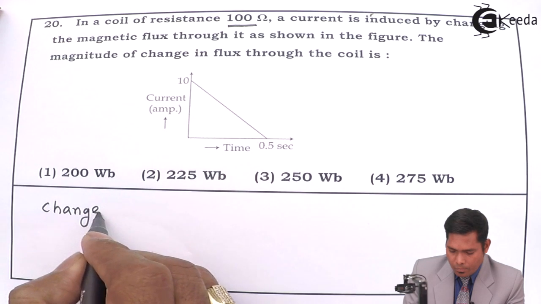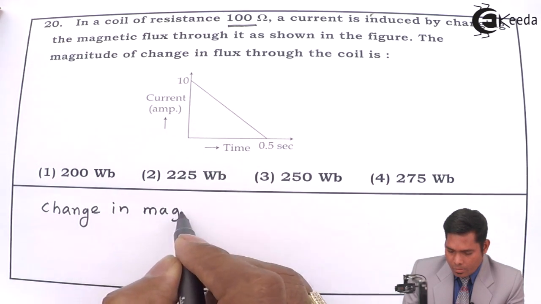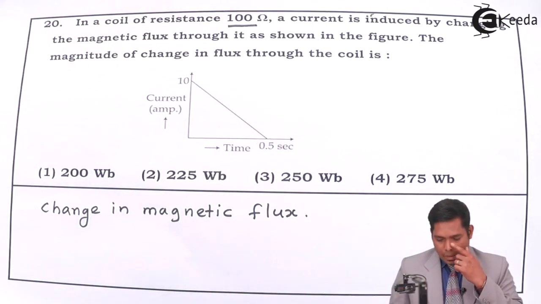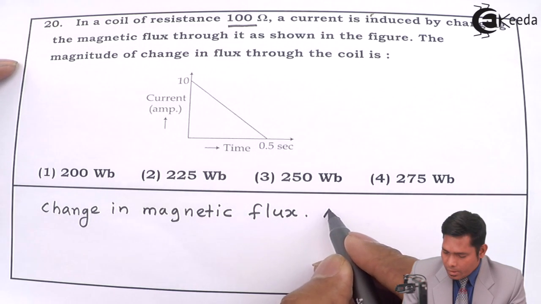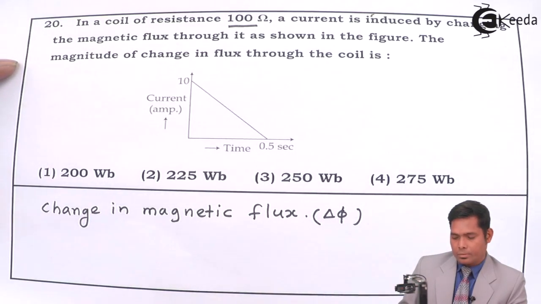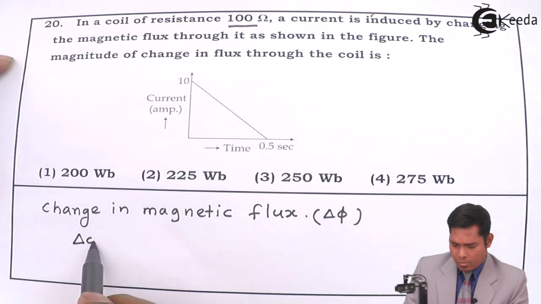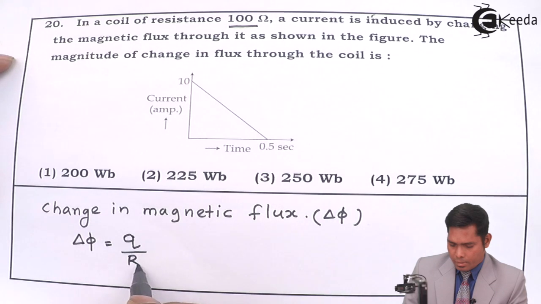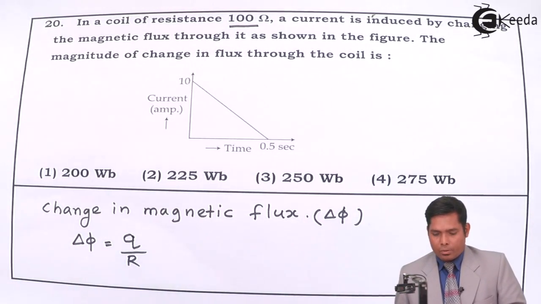change in magnetic flux. The change in magnetic flux is, say, delta phi. So now, if resistance is given and delta phi is asked, we can use a formula that the change in flux is Q divided by the resistance. This formula we can use, Q divided by the resistance.